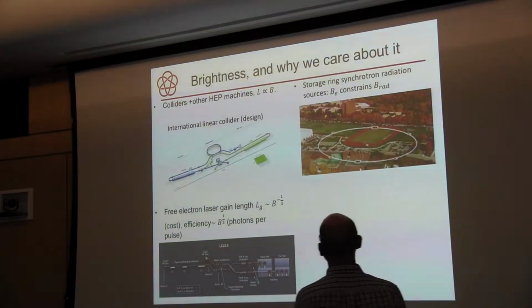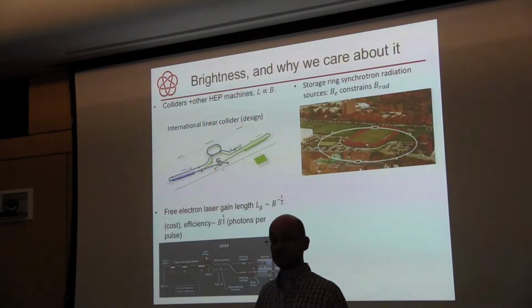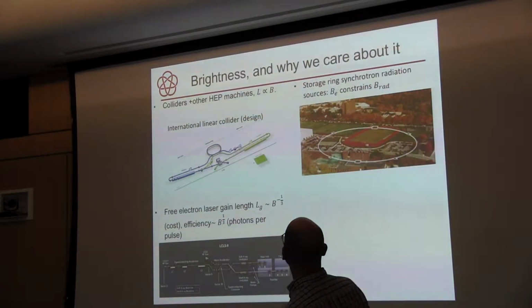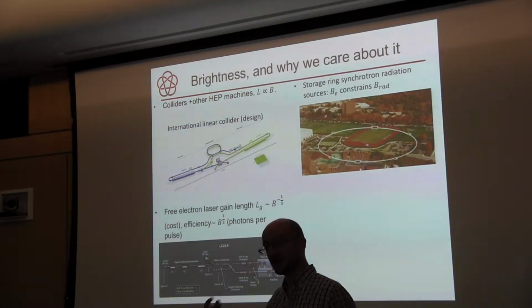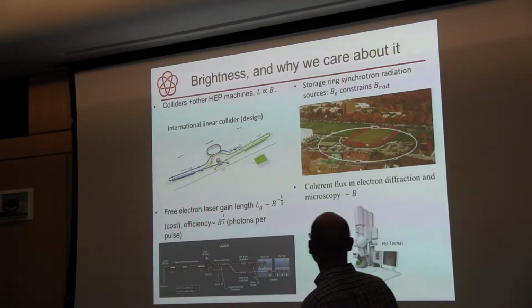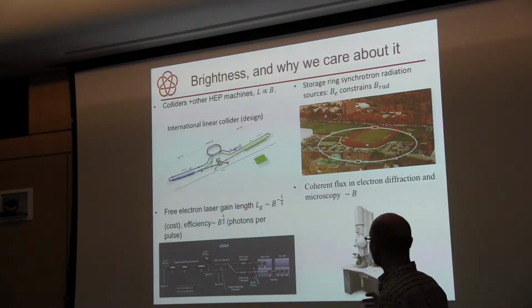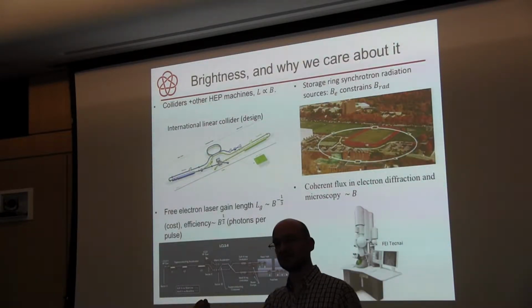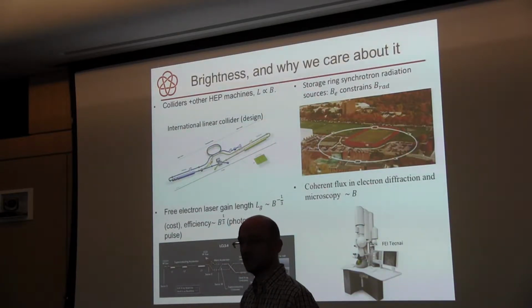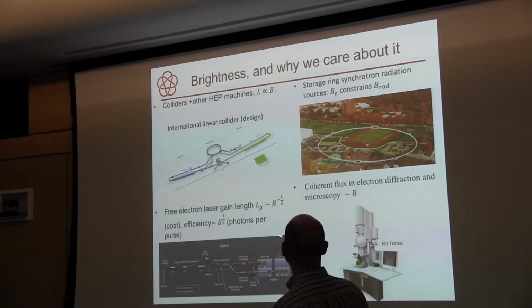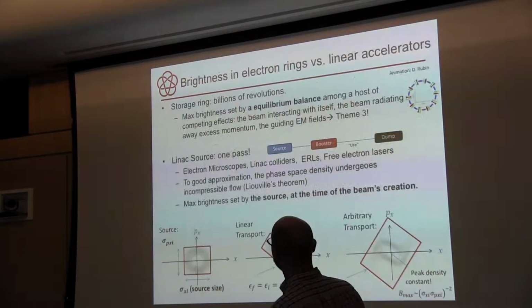Storage rings also are radiation-producing devices that do very similar work as X-ray free electron lasers. The electron beam brightness is the concept that constrains the radiation's brightness, so we care about it deeply there. In electron microscopy, now going down to the tabletop scale, electron microscopy and diffraction, the flux that is coherent inside of the beam is linearly proportional to the brightness too.